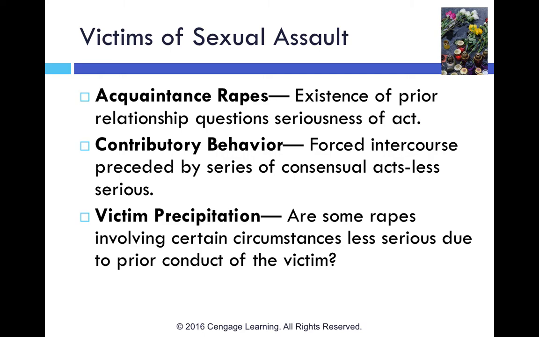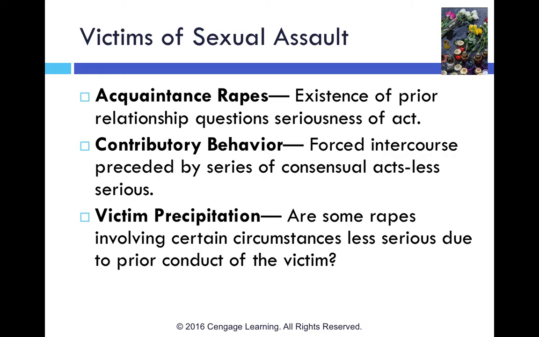Some people might also look at what kind of behavior contributes to this, contributory behavior. By the way, I don't care for any of these words. What your book is referring to is that there may be a series of consensual acts, kissing, maybe touching, things that have been agreed upon, and then the person penetrates without consent. So if we try to think about victim precipitation here, and I encourage you not to, are some rapes involving certain circumstances less serious due to the prior conduct of the victim?